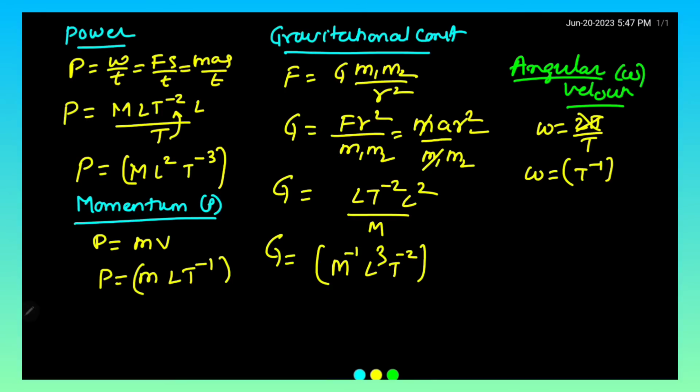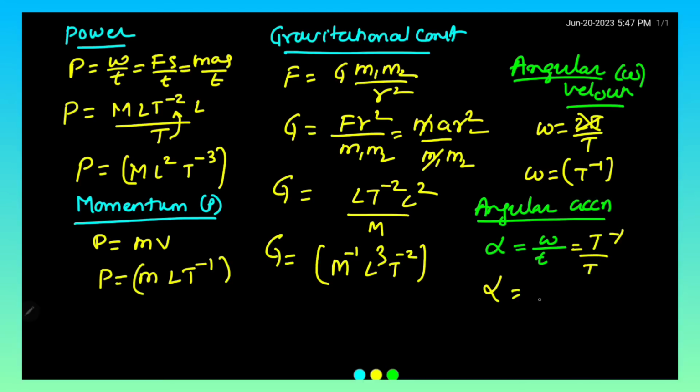Now how can you find out the dimensional formula for angular acceleration? So the dimensional formula for angular acceleration, alpha, we can write it as change in angular velocity by time. So that is, angular acceleration is equal to angular velocity by time. So we know that angular velocity is t power minus 1, again t comes to denominator, this is going to be t power minus 2. This is the dimensional formula for angular acceleration.